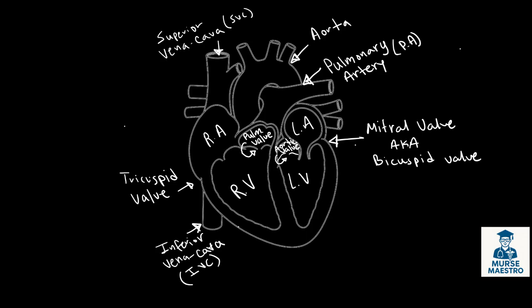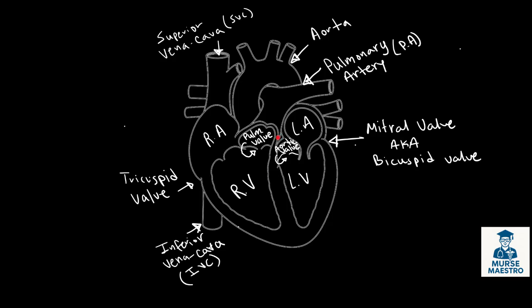There are some valves also that exist between the chambers of the heart and some of these great vessels. Here you'll see the pulmonic valve. This valve exists between the right ventricle and the pulmonic artery, and its purpose is to prevent backflow of the blood during diastole, which is a phase of the heartbeat that we'll discuss in a bit.